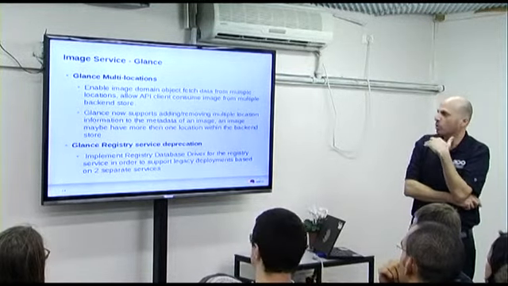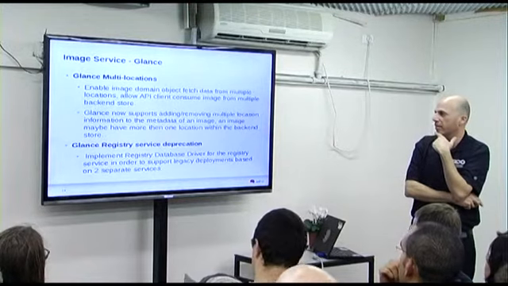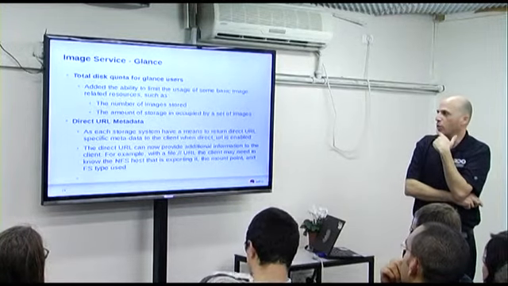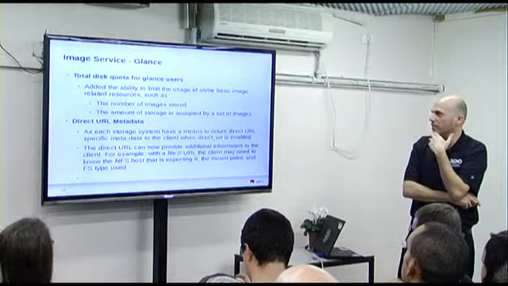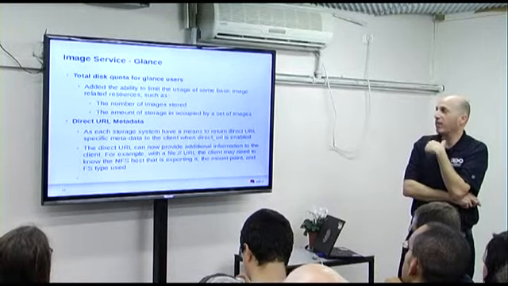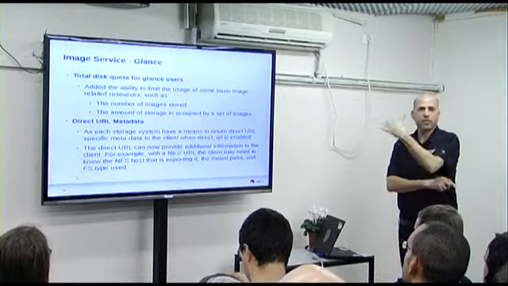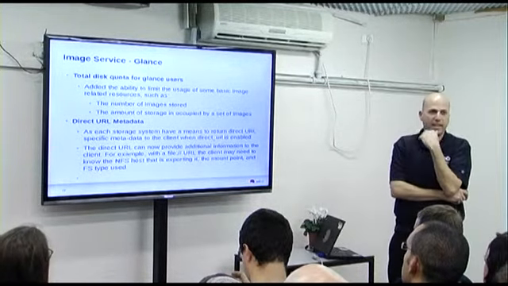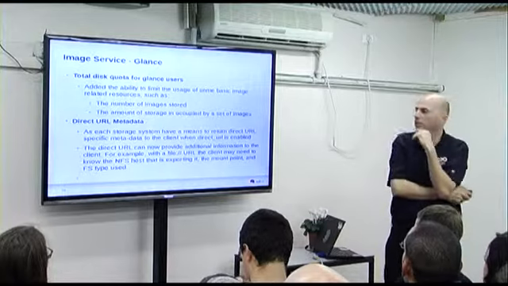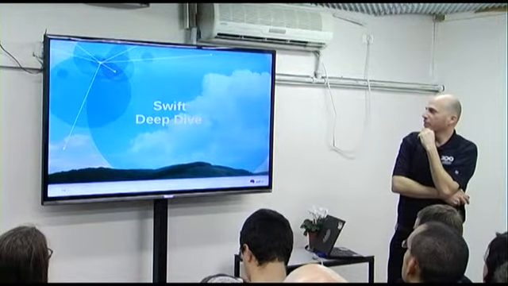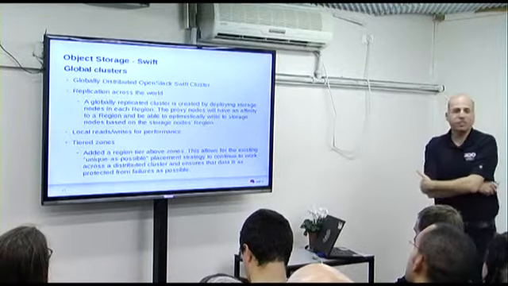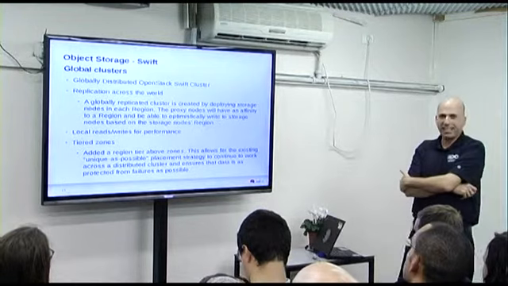Registry, of course, is a more backwards compatibility feature that was added. Quota, we talked about also in the sense of Glance. Direct URL metadata is basically ease of use, I call it, because it allows you to see where exactly you place the data and not just a string that doesn't make sense. So, Swift, global cluster. That's one of the biggest features that was added in Havana.